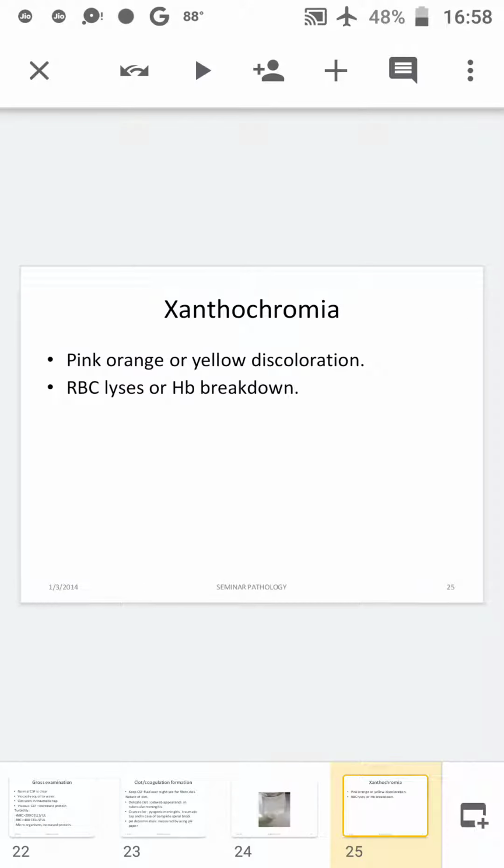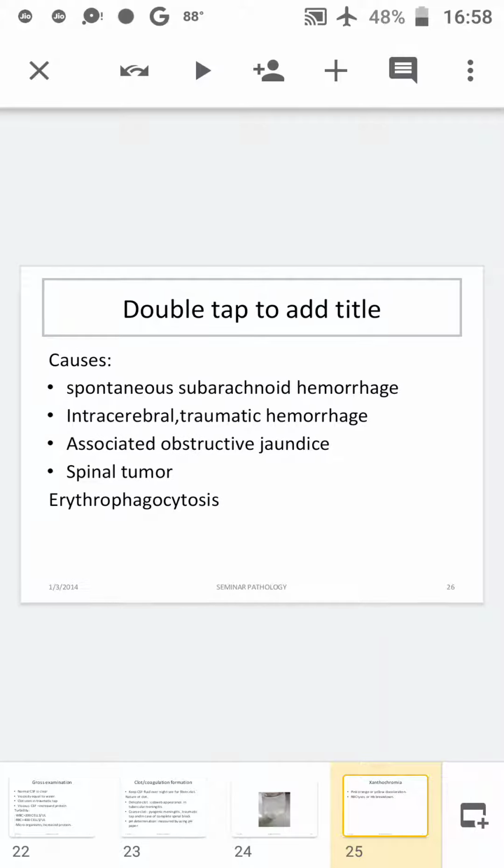Now, xanthochromia. Xanthochromia is pink, orange or yellow discoloration of the CSF fluid. It is mainly because of RBC lysis or hemoglobin breakdown. Causes include spontaneous subarachnoid hemorrhage, intracerebral hemorrhage, associated obstructive jaundice and spinal tumor.